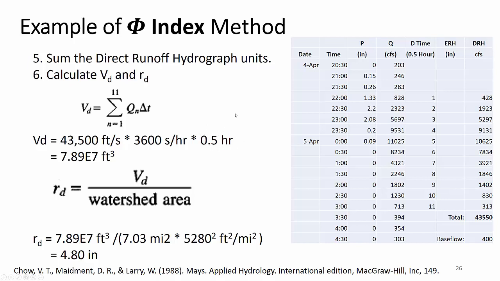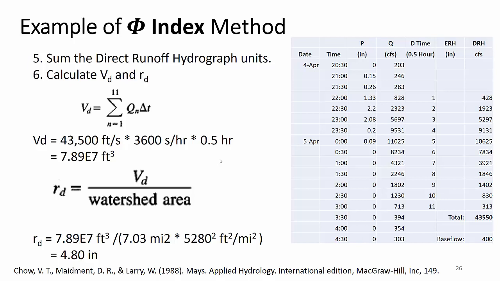Now we are measuring half an hour, and we have units of feet per second. We have to do a unit conversion, so we need to convert this to seconds. So we have 43,500 cubic feet. That's all 11 of these units summed up. That's sigma Q N times delta T, which is half an hour, times 3,600 seconds per hour. All the units now cancel out, and that gives us 7.89 e to the 7 cubic feet as V sub D.